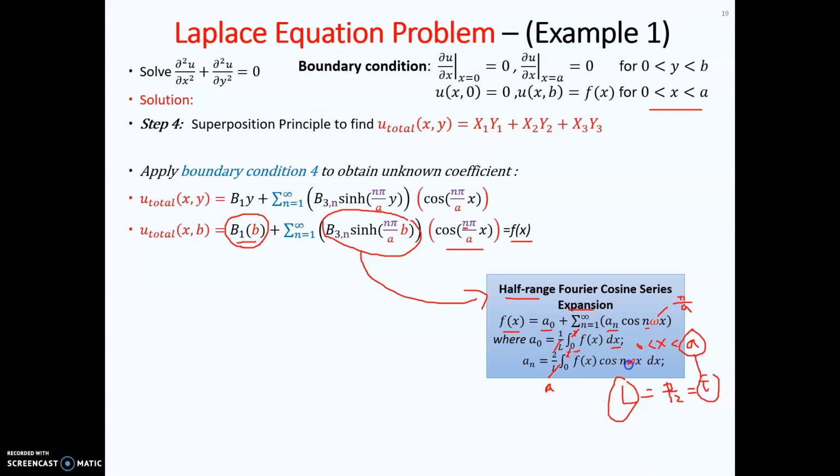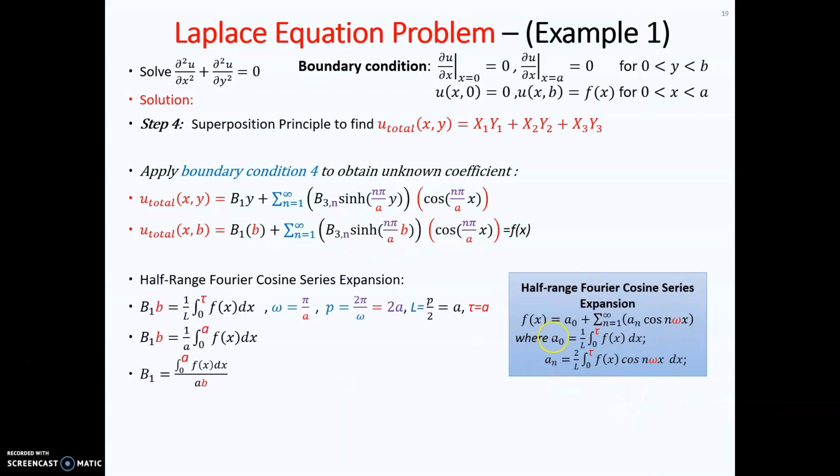And the omega is equal to pi over a. So by using this, you can solve the a0 and an. So you should be able to obtain the omega, L, and tau to be substituted inside this formula. Let's start to solve the a0.